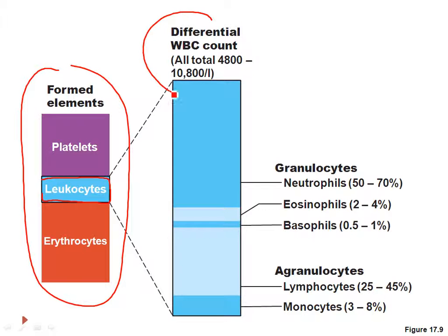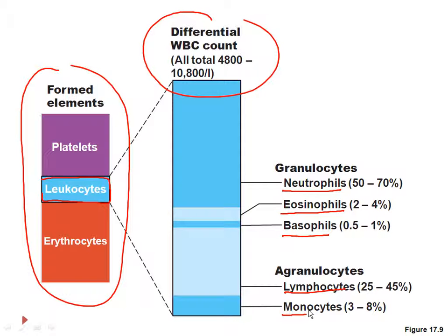Most of us have likely had what's called a differential white blood cell count performed on us as a blood test at some point during our lifetimes. And when that type of white blood cell count is performed, what they're looking at is, well, what percentage out of all of your white blood cells that you have, what percentage are neutrophils, what percentage are eosinophils, basophils, lymphocytes, and monocytes.